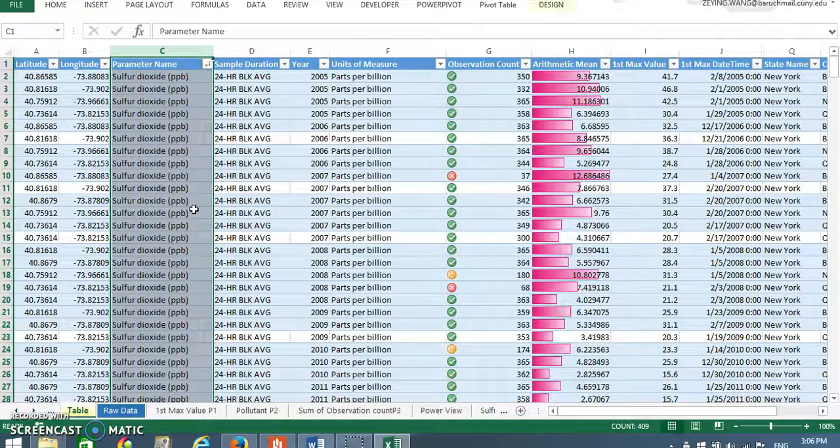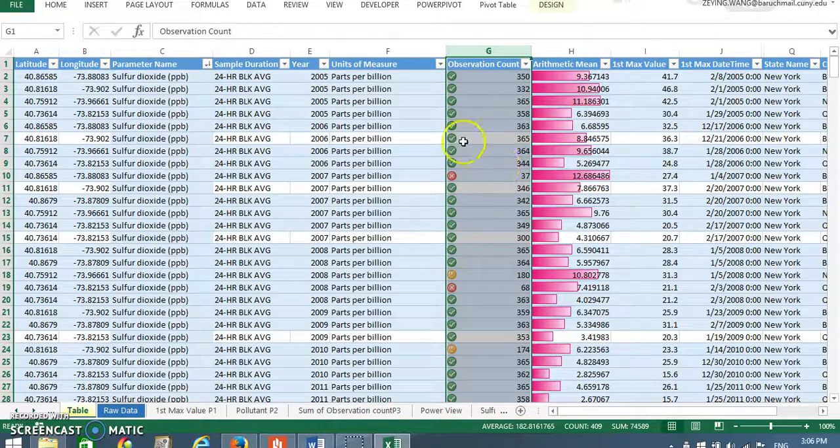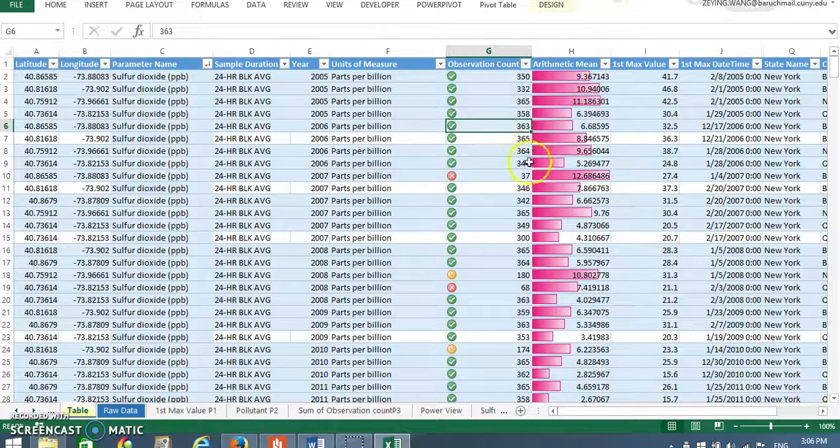From here, we can see I applied indicator icon set for the observation count column, which shows us how many times our parameters were monitored within a year and whether the data is acceptable or not. Just like the data right here, 37 observations are obviously less than many others for the same type of parameter.